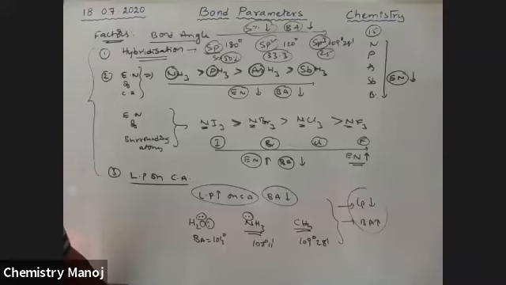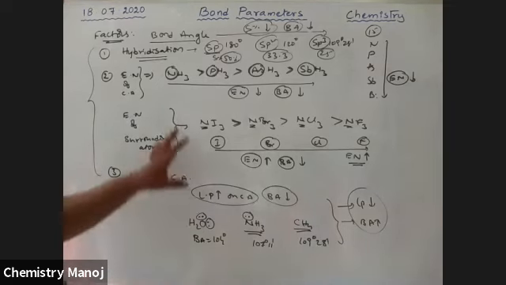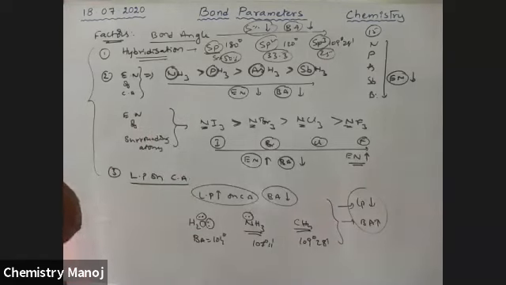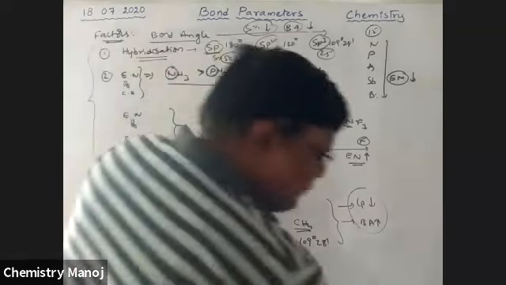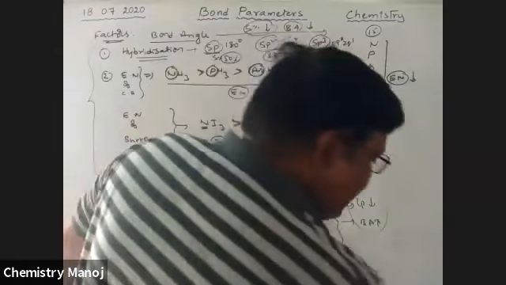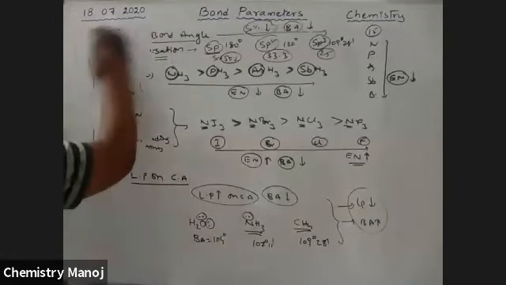So these are some bond parameters: bond length, bond energy, bond angle. After that, the important one is resonance. What is this resonance?